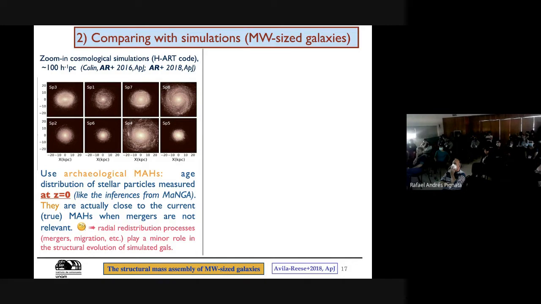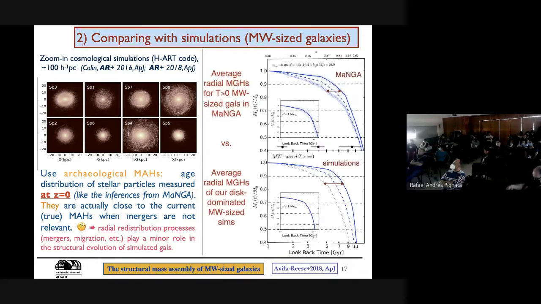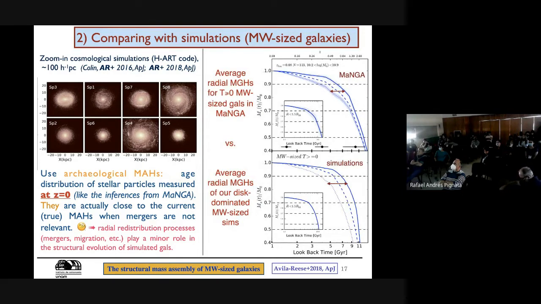In fact, it's interesting that the archaeological mass aggregation histories in these simulations are very similar to the true ones that we measure snapshot by snapshot. This means that there is not too much migration, or the migration is only 1 kiloparsec, but in both sizes. This is one result in this simulation. But the point here is to compare these archaeological mass aggregation histories for these Milky Way-sized galaxies. For example, for the MaNGA, again in 3 radii, the inner, intermediate, and outer radius.